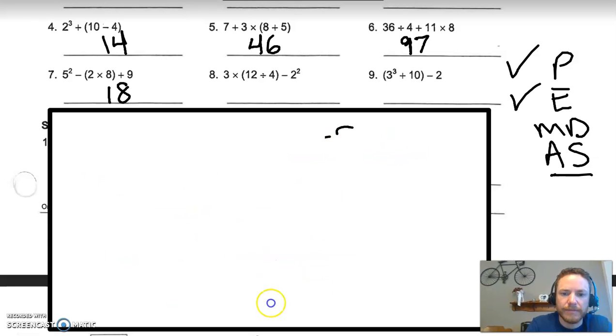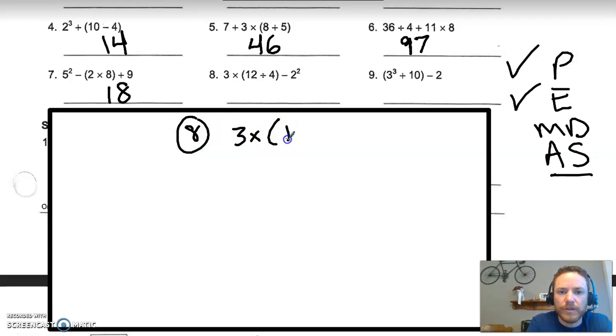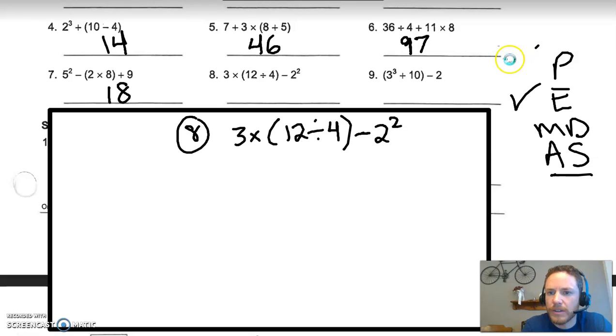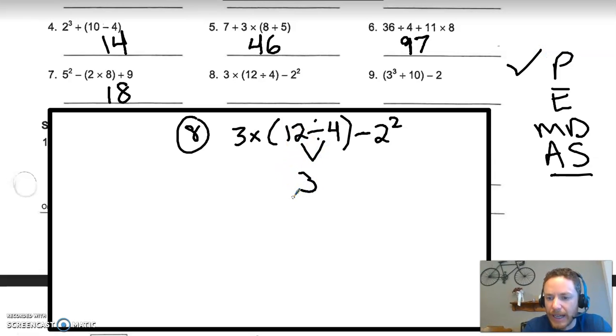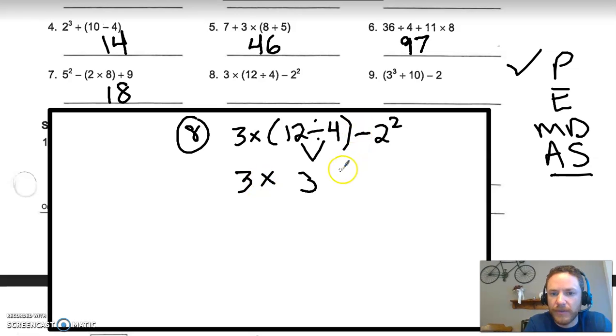Let's check out number 8. Number 8 is 3 times parentheses 12 divided by 4 minus 2 squared. I will clear my checklist. And I do have parentheses, so I'll do those first. 12 divided by 4 is 3. I will not bring down my parentheses because I solved that problem, so I don't need them anymore, but I will bring down the 3 and the multiplication sign, and the minus sign, and the 2 squared.